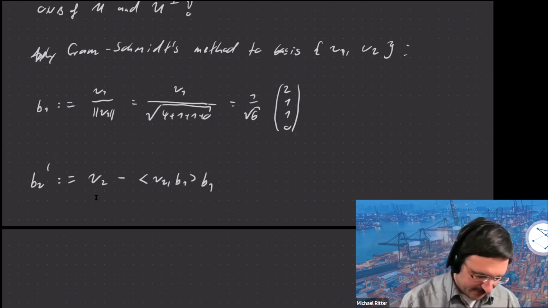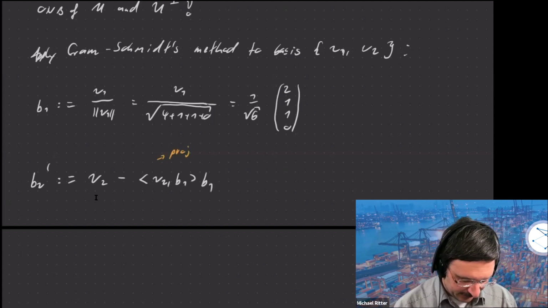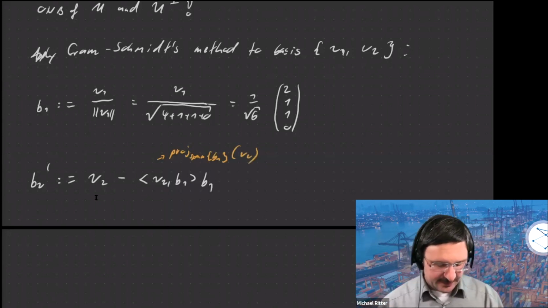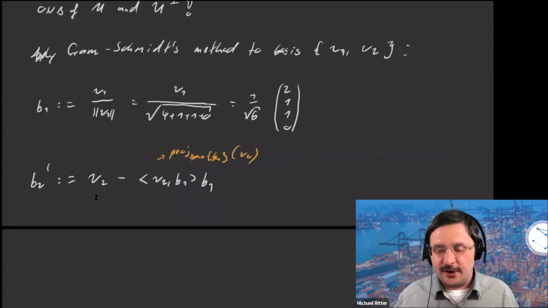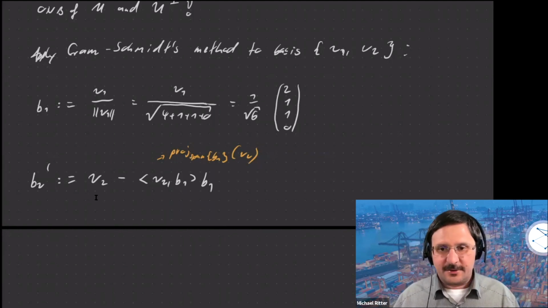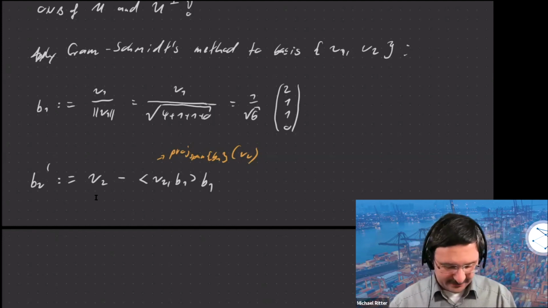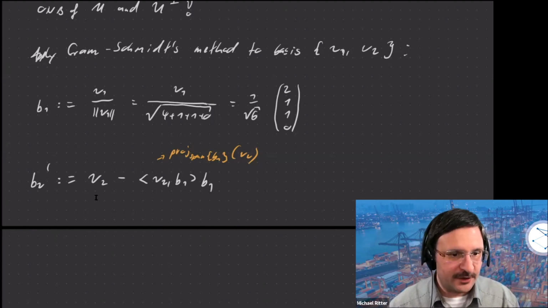And that is this part here. So this here, that is the projection onto the span of b1 of v2. So that's the part that lies in the space that is already being taken care of by b1. Right? And what we keep is the rest, v2 minus that part. So that's the part that is orthogonal to b1, and that's what we want for our orthonormal basis. So we just have to do the computations here.